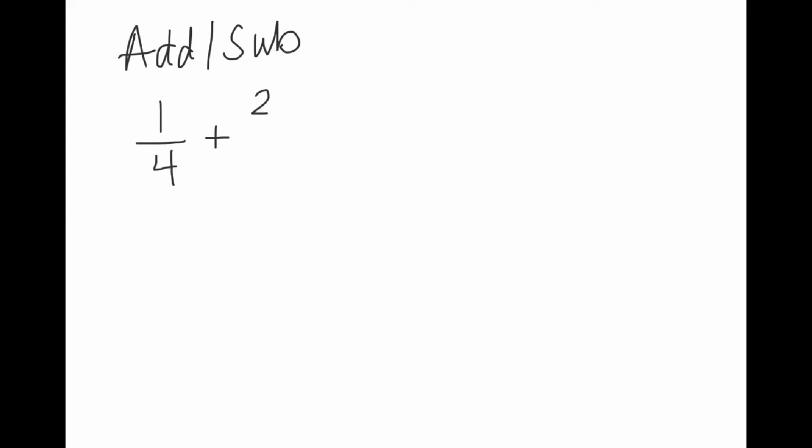Okay, so first thing we're going to look at is how to add and subtract fractions. The only rule here is that they have to have the same denominator, and the denominator is the number in the bottom. So if we had 1/4 plus 2/4, for example, we add the numerators, the numbers on top, 1 plus 2, and then the denominator, the number in the bottom, stays the same, okay?